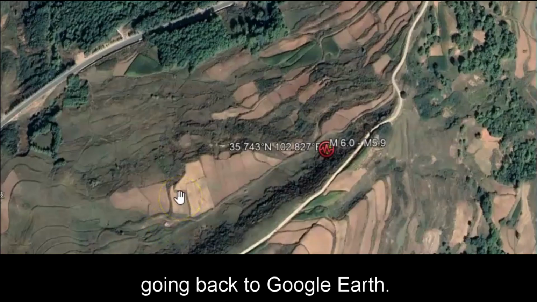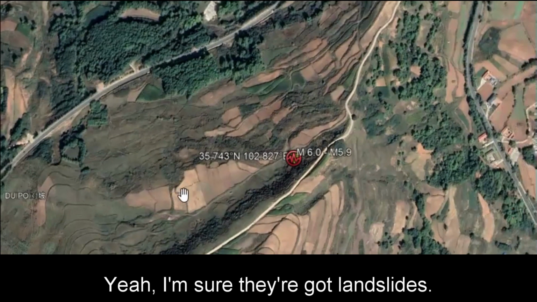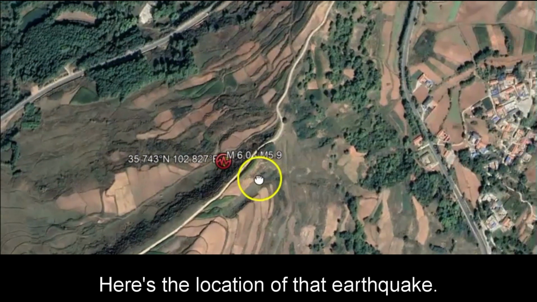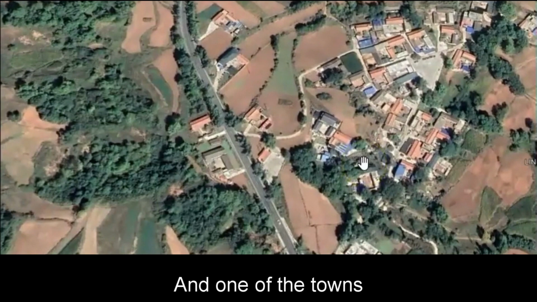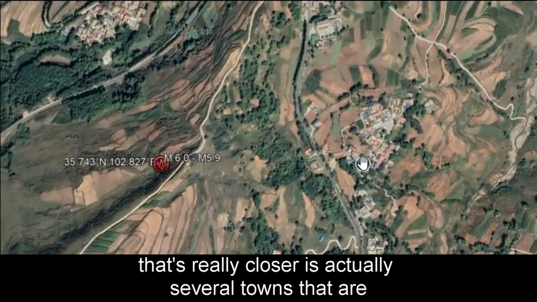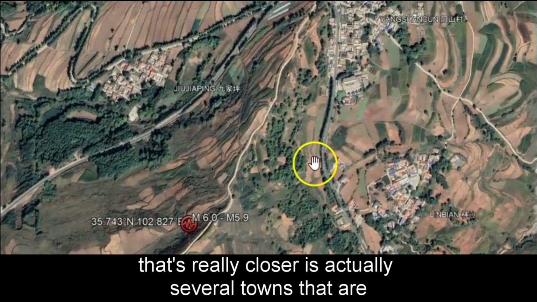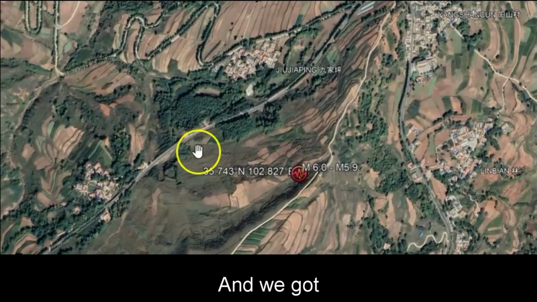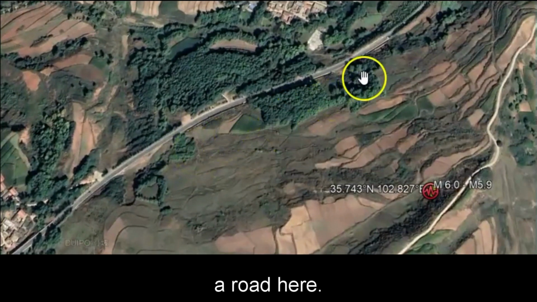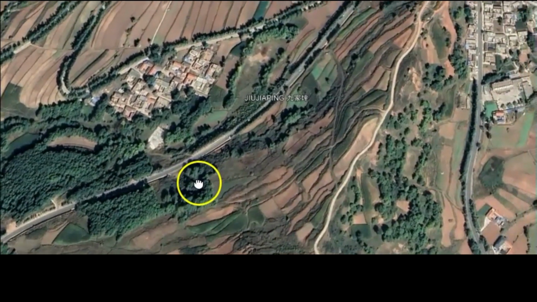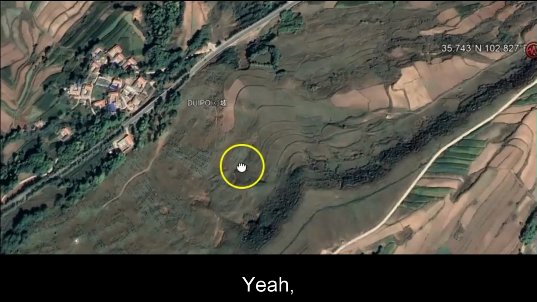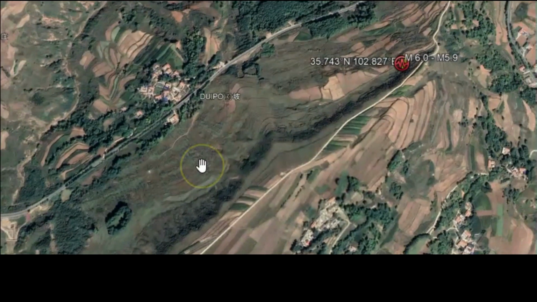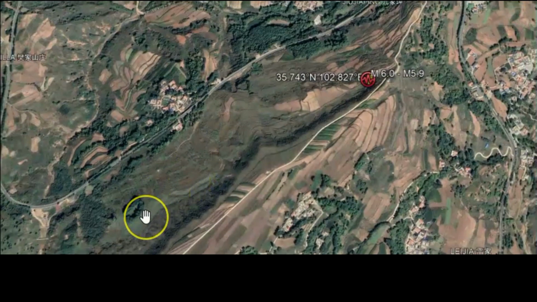Going back to Google Earth, yeah, I'm sure they got landslides. Here's the location of that earthquake. And one of the towns that's really close. There's actually several towns that are really close. And we got a road here. Yeah, I'm sure they got landslides that occurred. Yeah, poor people. Anyway, sending prayers.